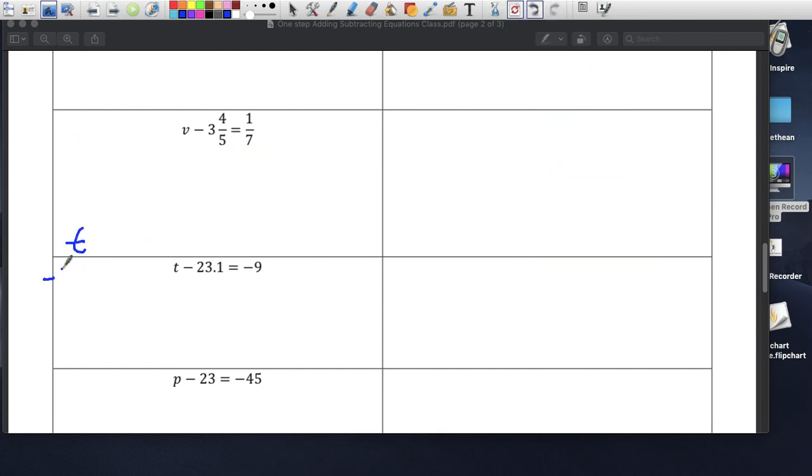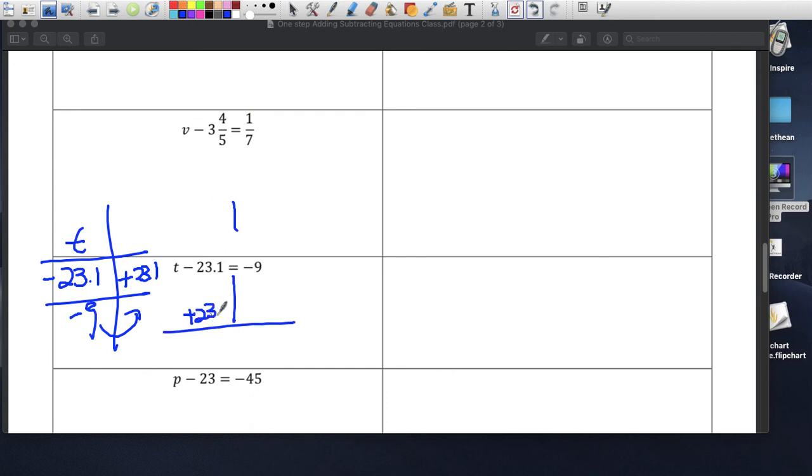Variable t minus 23.1 equals negative 9. So going backwards, I would like to do plus 23.1 to both sides. Plus 23.1, plus 23.1. These two cancel out, so t equals, and you know what? I'm going to subtract those two, so it's 23.1 minus 9. It's going to give me 14.1 positive.